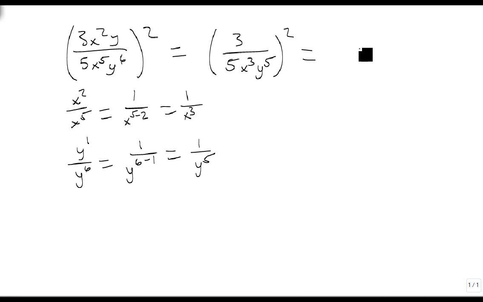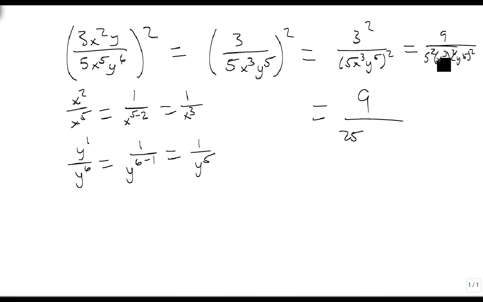Now we can use the quotient to a power rule and get 3 squared over 5x cubed y to the 5th, squared, which 3 squared is 9, and on bottom we're going to get 5 squared, x cubed squared, y to the 5th squared, as we use the product to a power rule. Well, 5 squared is 25, x cubed squared is x to the 6th, and y to the 5th squared is y to the 10th. And here's our simplified answer.